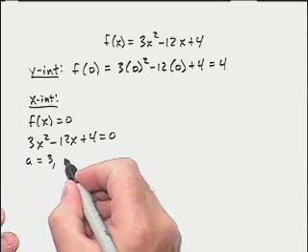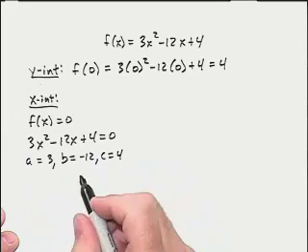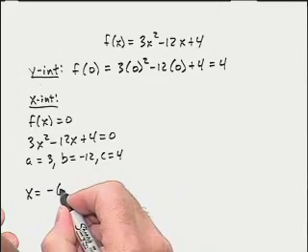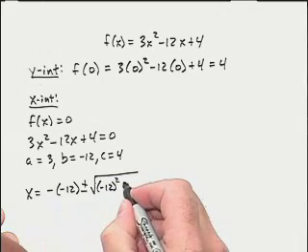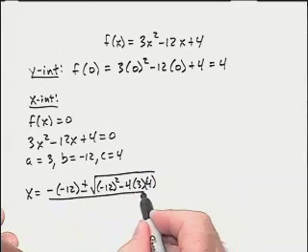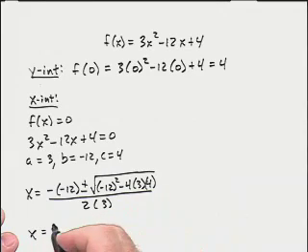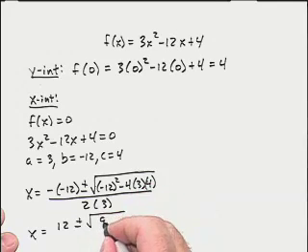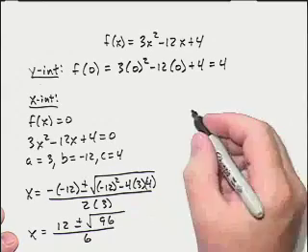We have a is equal to 3, b is equal to negative 12, and c is equal to 4. Plug these values into our quadratic formula. We'll have x is equal to negative 12 plus or minus the square root of negative 12 squared minus 4 times 3 times 4, all divided by 2 times 3. Clean that up a little bit. We'll have x is equal to 12 plus or minus the square root of 96, all divided by 6. We can simplify this radical a little bit.